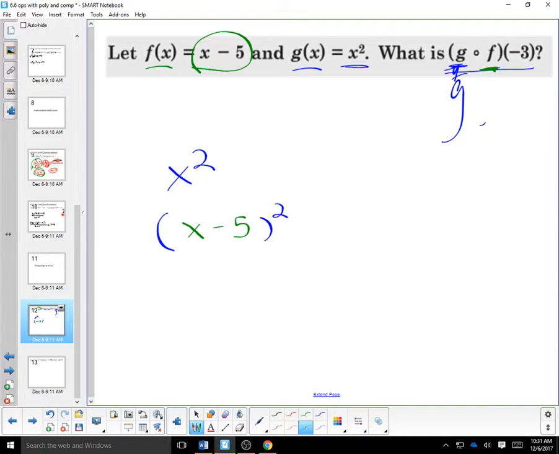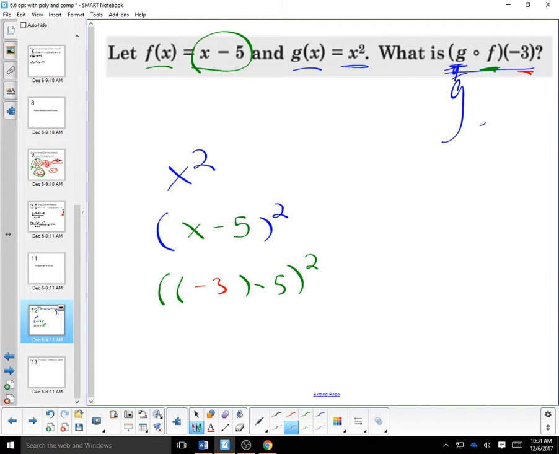You cool with that? Okay. I got to plug something into that. Where is the only spot that I can plug something into? The x. So I'm going to write x minus 5, close, and then the 2. And what am I throwing in there? A negative 3. I should use another color. I'm going to throw in the negative 3 in there.